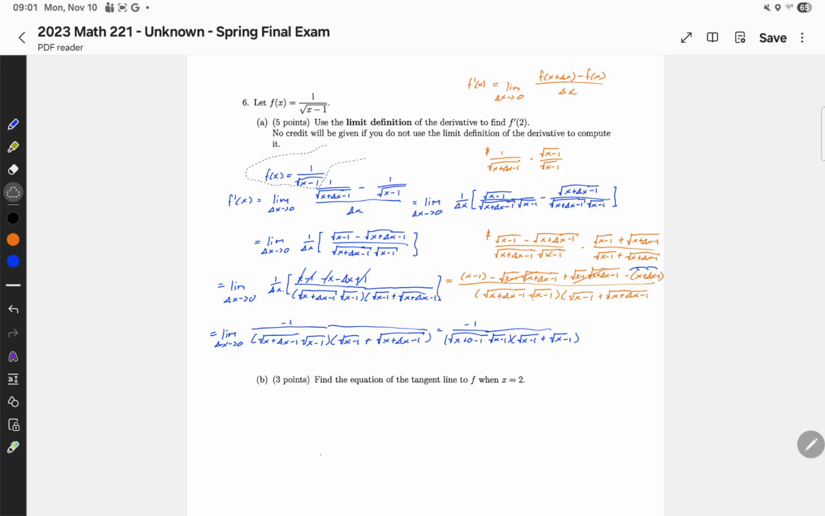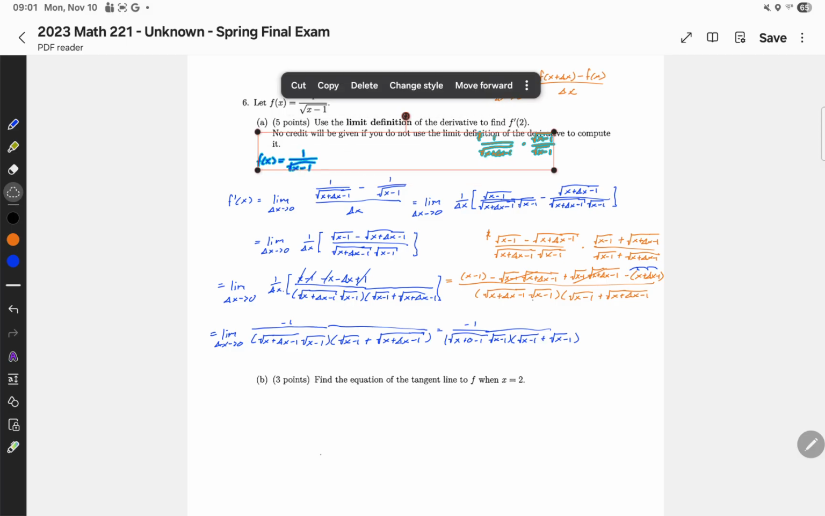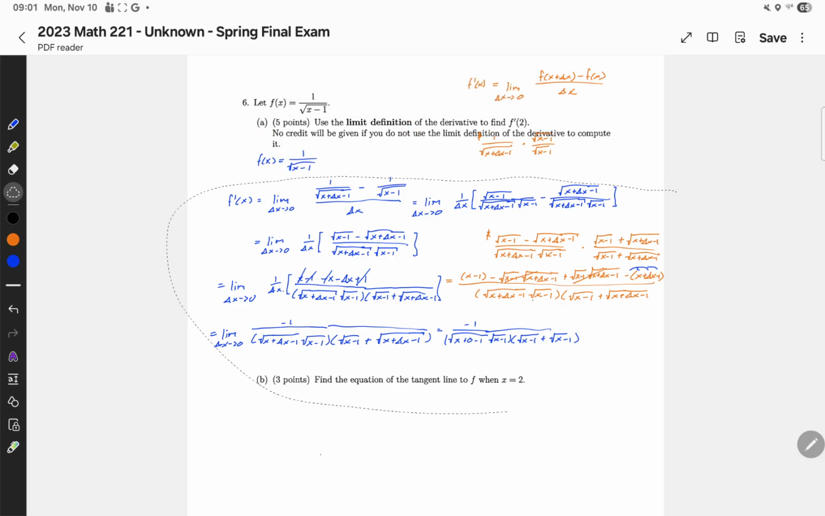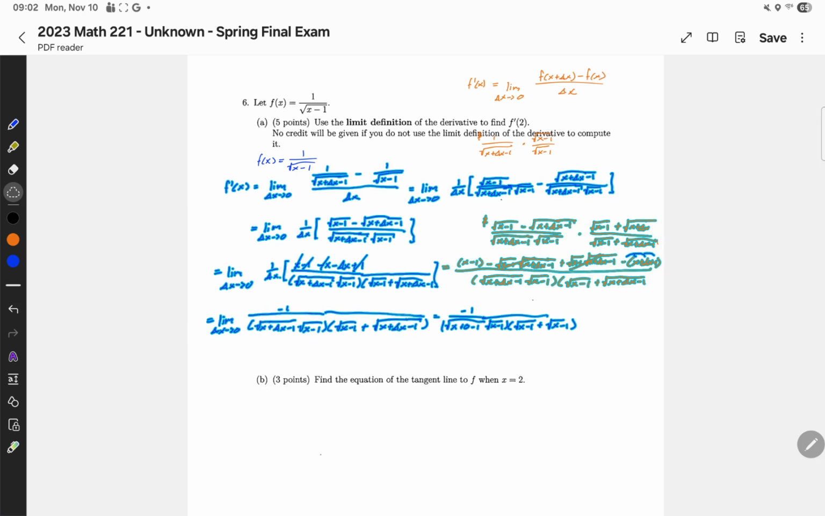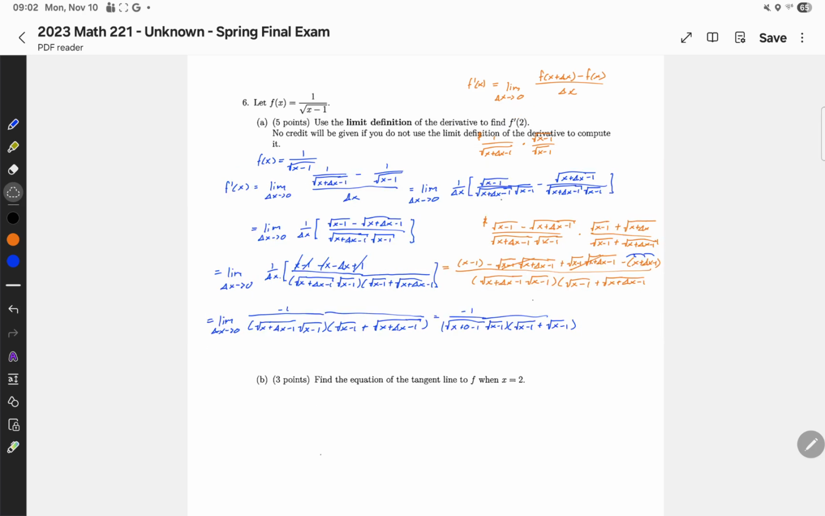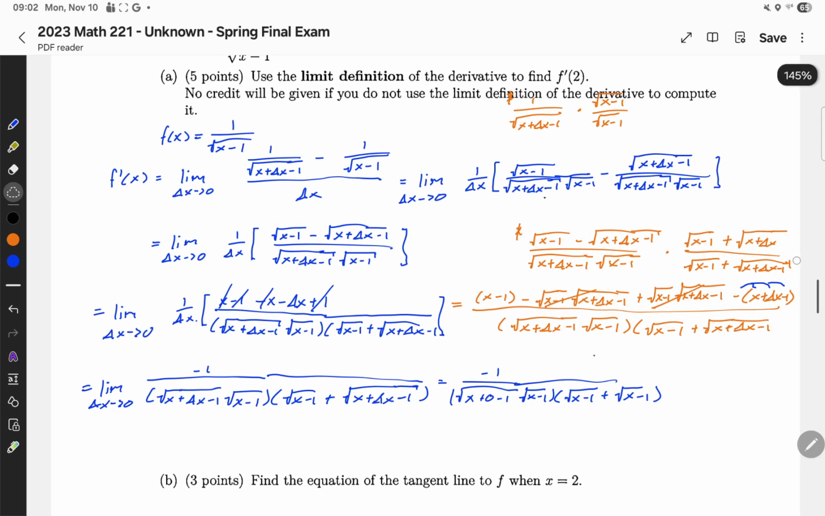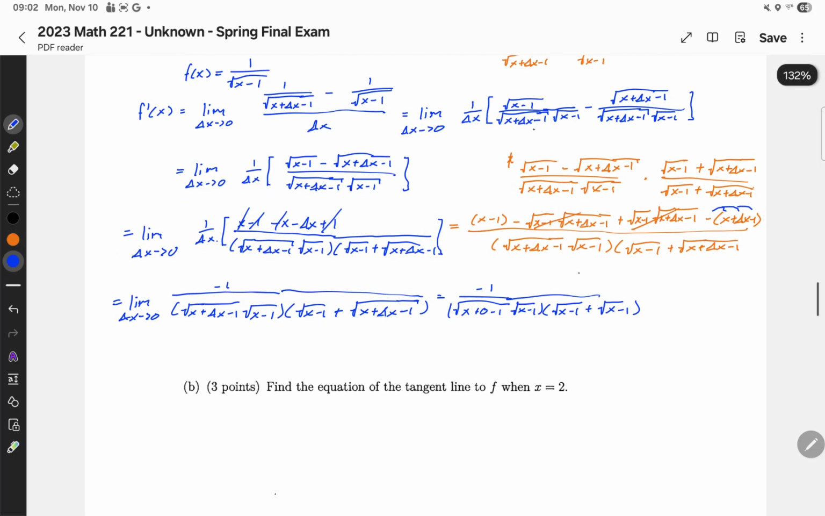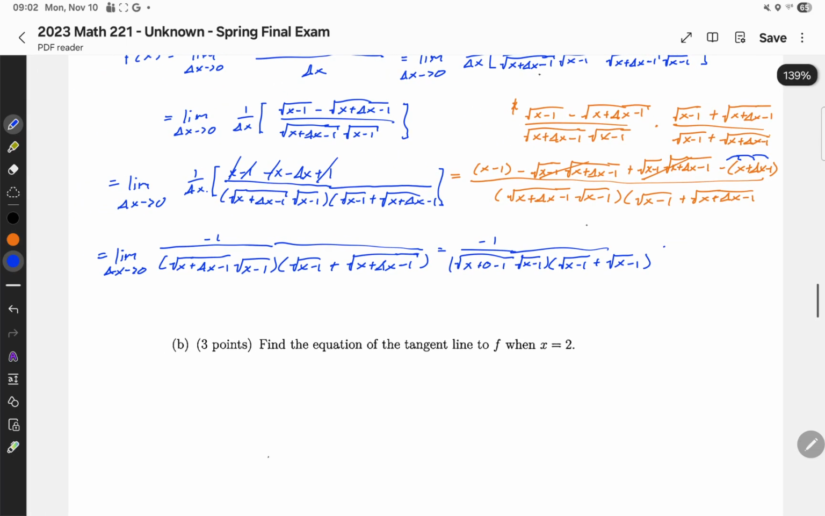Let's see here. Yeah, probably should have started a decent bit higher on this problem. All right, so I lost a minus 1 here. Where does that go? Up here. Minus 1. Okay, so now I'll go ahead and simplify here because we also still need to plug in 2. This is going to be minus 1 over this term, right?